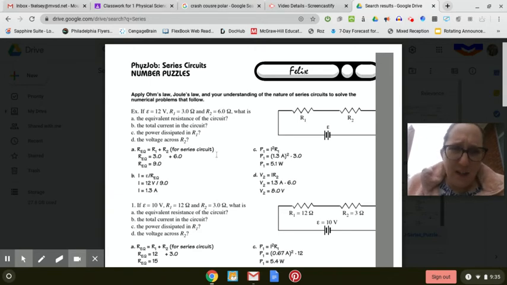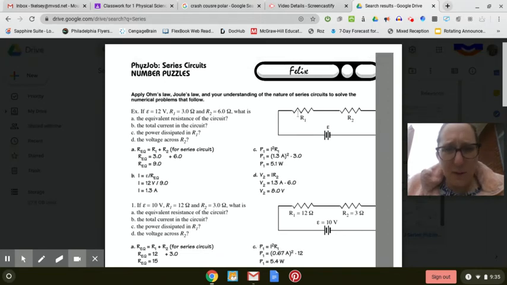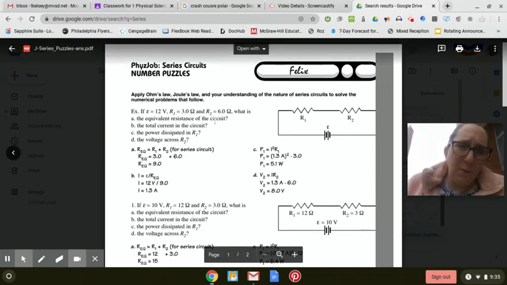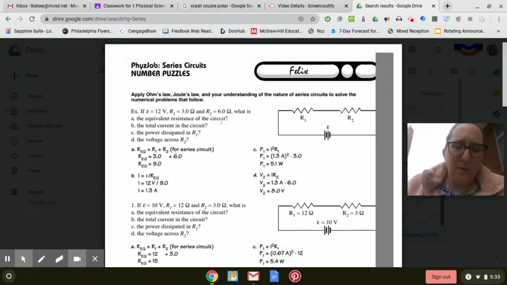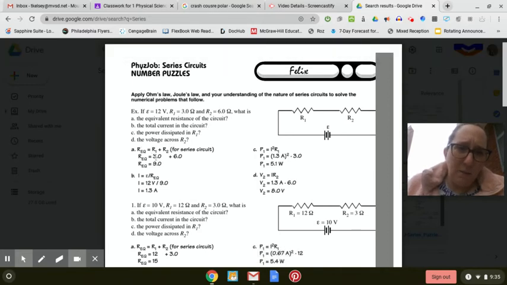In this example, we have a 12-volt battery connected to a 3 ohm resistor and a 6 ohm resistor in series. The first part, they want you to find the equivalent resistance of the circuit. If you remember, in a series circuit, the resistance adds. So it would be 3 plus 6, so your equivalent resistance would be 9 ohms. Then you can use that with the total potential of the circuit, which is 12 volts, to figure out other stuff like current.